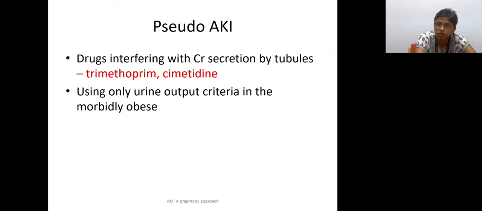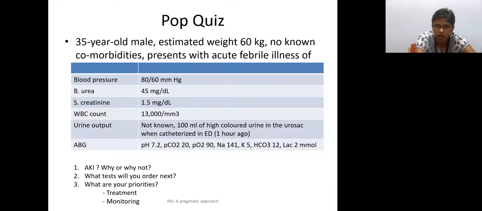Okay, then there is something called pseudo-AKI. This is simply drugs which interfere with creatinine secretion. Trimethoprim and cimetidine are important causes. So for example, we often see this in patients on Septran. So you would find that the creatinine would increase, but it's not because they have a kidney injury. So that's why drug history is often important. The other cause of pseudo-AKI is if you use the urine output criteria in morbidly obese patients, you would diagnose them with an AKI simply because they were overweight and they would have a low urine output based on that. So that's another cause for pseudo-AKI. Okay.